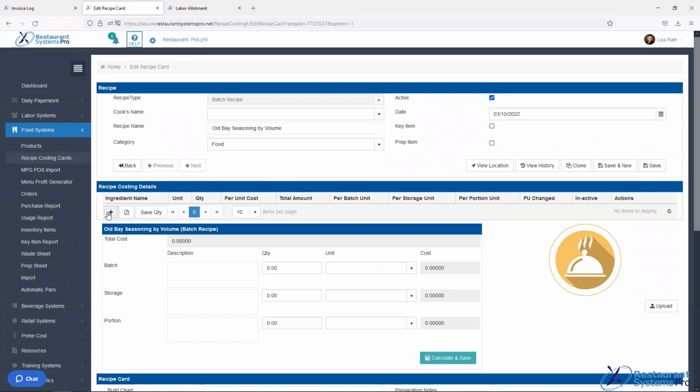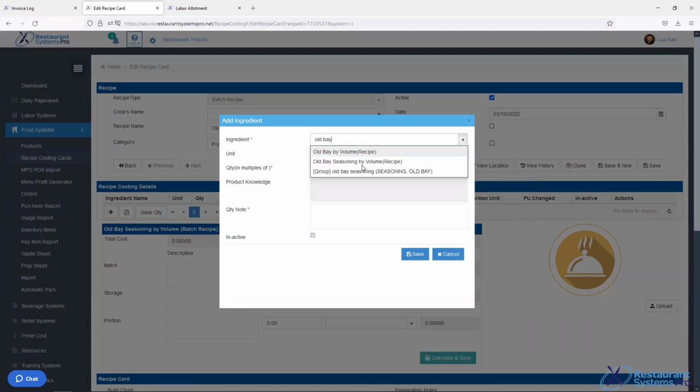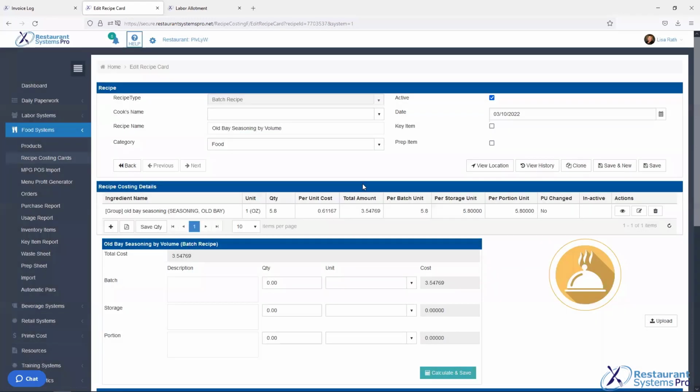Now you can add the ingredient. What we did earlier was we weighed out 1 cup of Old Bay seasoning. So I'm going to add my ingredient, Old Bay. I have it here in my group. We came out with 5.8 ounces. So it's quantity in multiples of 1 ounce, so it's 5.8 ounces. My quantity note is also 5.8 ounces. And that is the only ingredient in this particular conversion recipe.